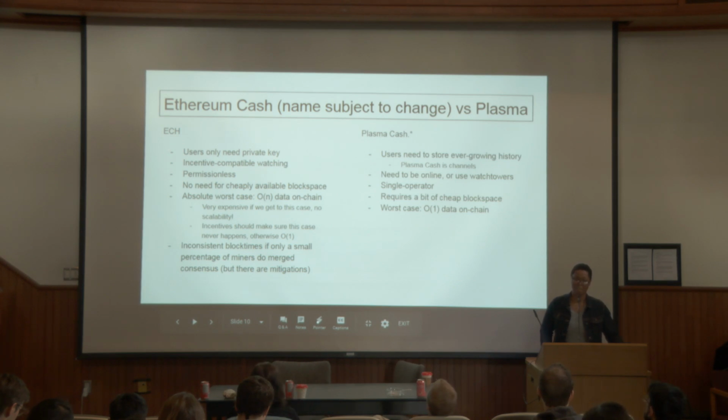Plasma or channels? Channels have collateral lockups from both sides. Oh, I was thinking custodial. Okay. So when you join a Plasma chain, you can receive funds without having locked anything on the main chain. In a state channel, you can only receive funds that were specifically locked on the main chain.